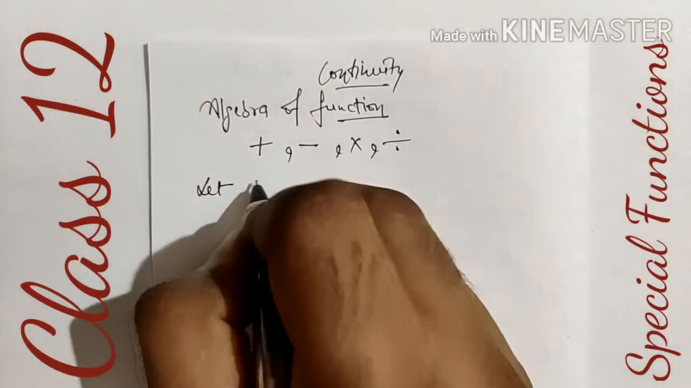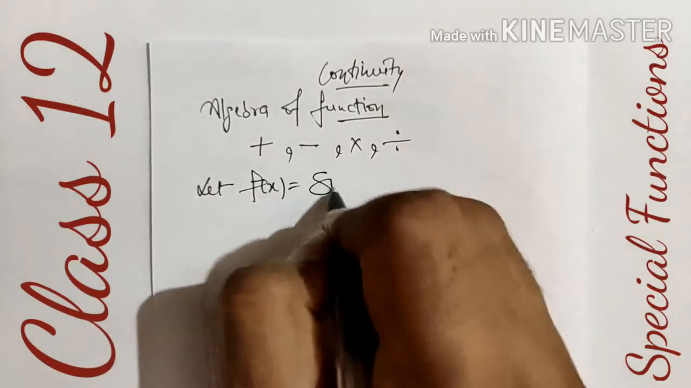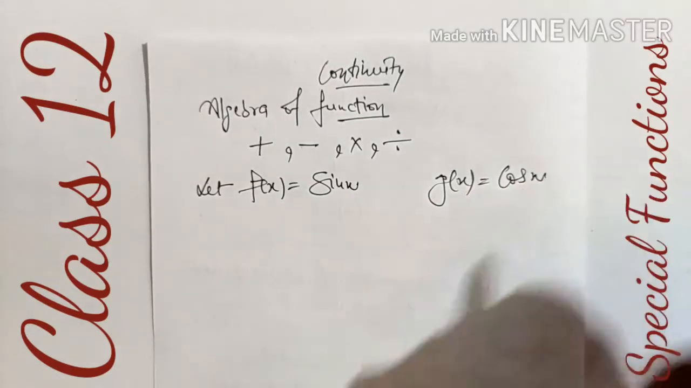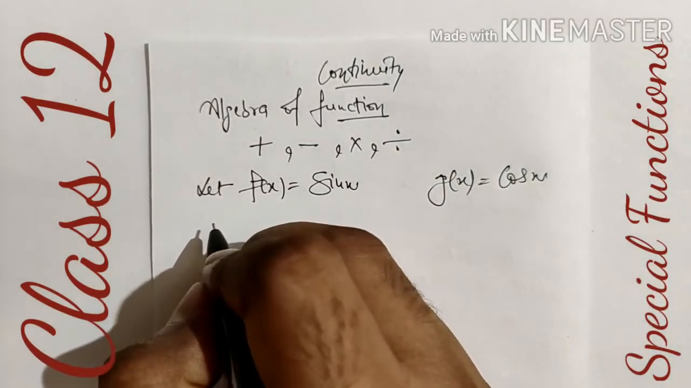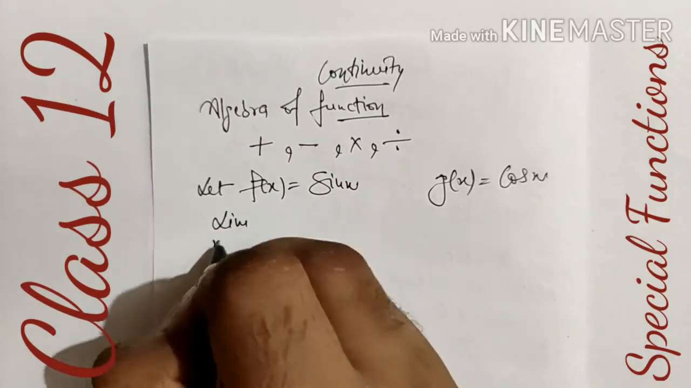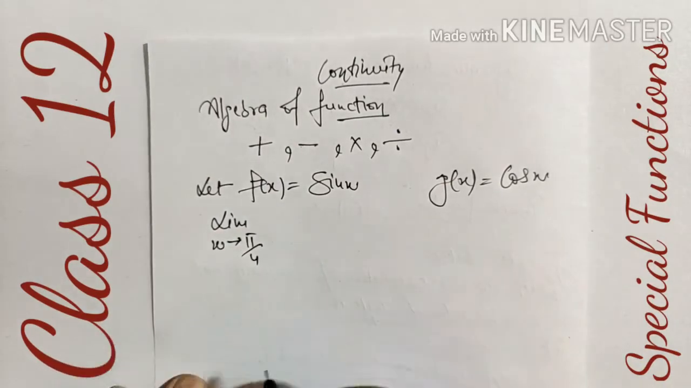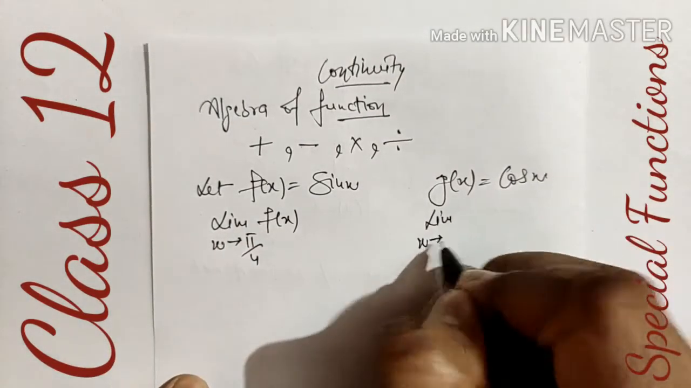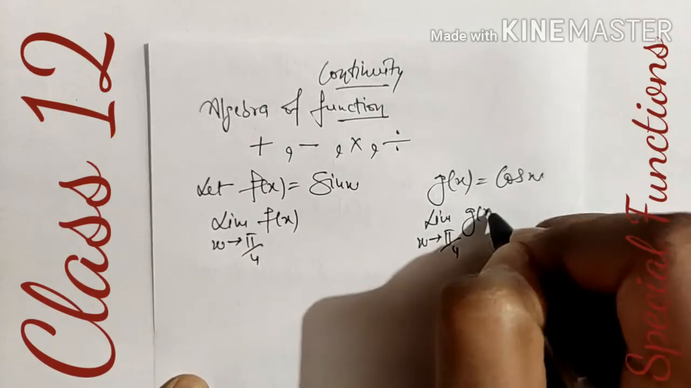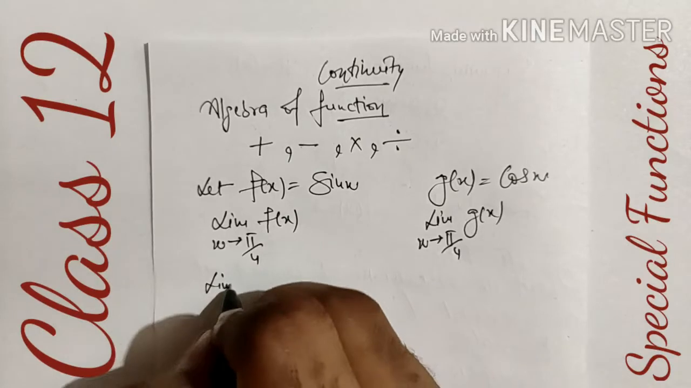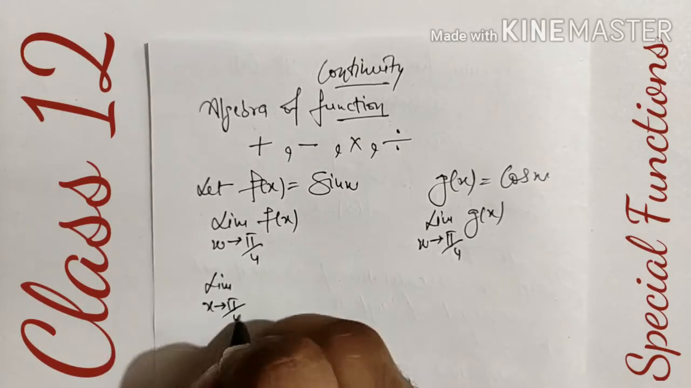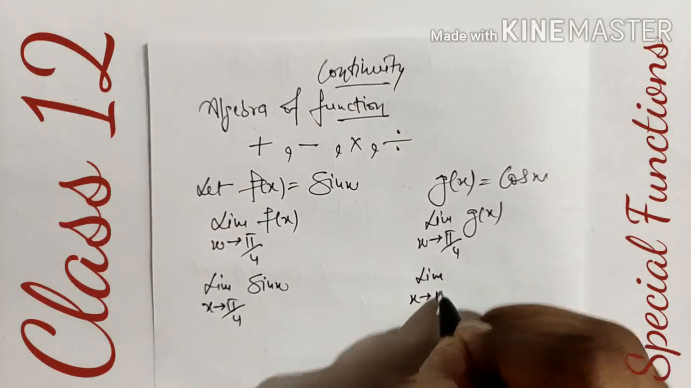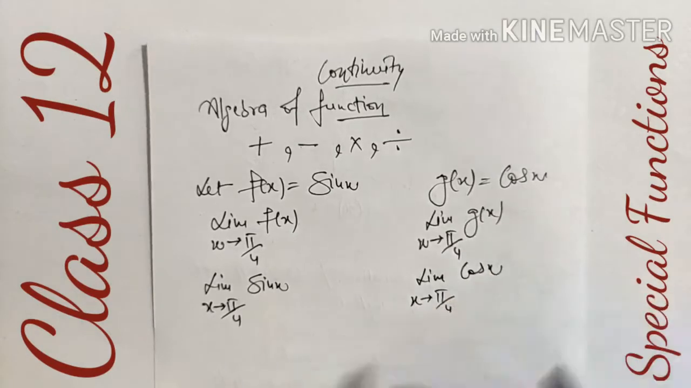For example, let one of the functions be f of x equals sine of x and the other function g of x equals cos of x, and we have to apply the limit as x tends to pi by 4 on f of x, and the limit as x tends to pi by 4 on g of x. If you see here, the limit as x tends to pi by 4 of f of x is sine x, and the limit as x tends to pi by 4 of g of x is cos x.